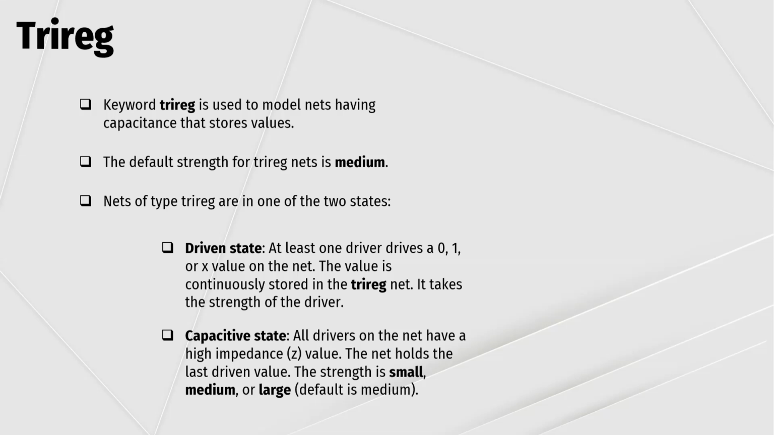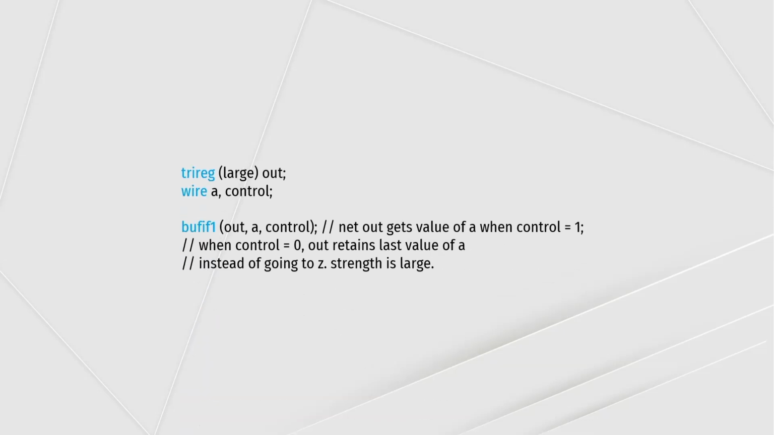Second, we have the capacitive state. In this state, all drivers on the net have a high impedance represented by Z. The net holds the last driven value, and the strength can be small, medium, or large, with the default being medium. Let's look at an example of a trireg implementation.